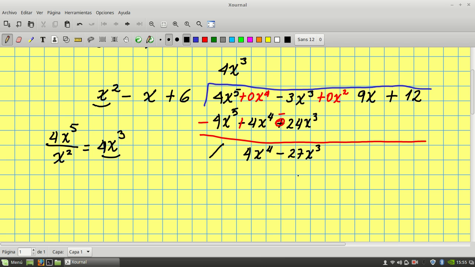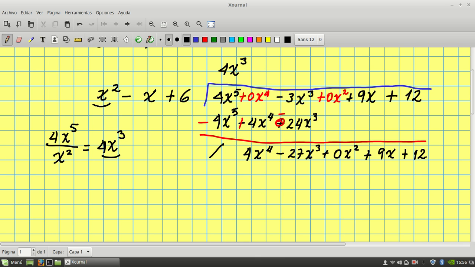Okay? And in long division, what you do is to bring down the next term or the next terms depending on the division. In this case, I'm going to bring down all terms. Okay? So plus 0x squared plus 9x plus 12.